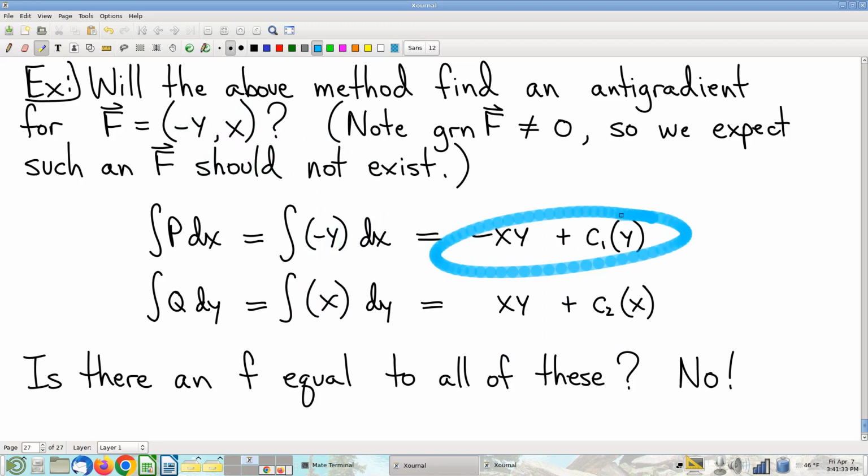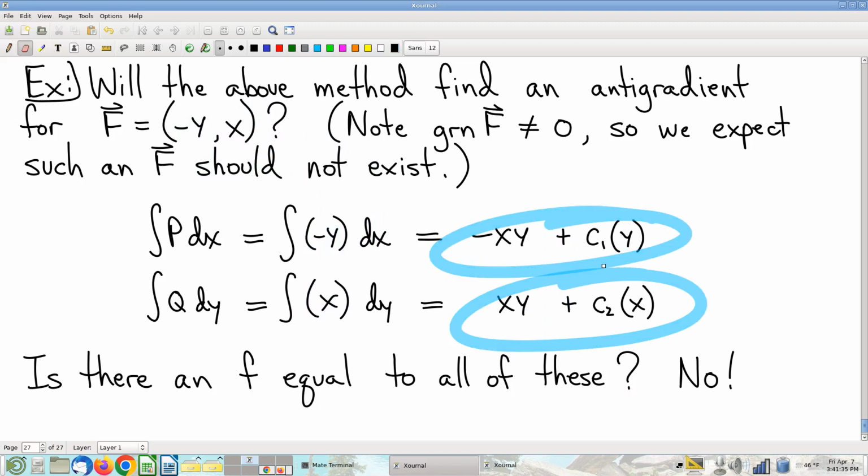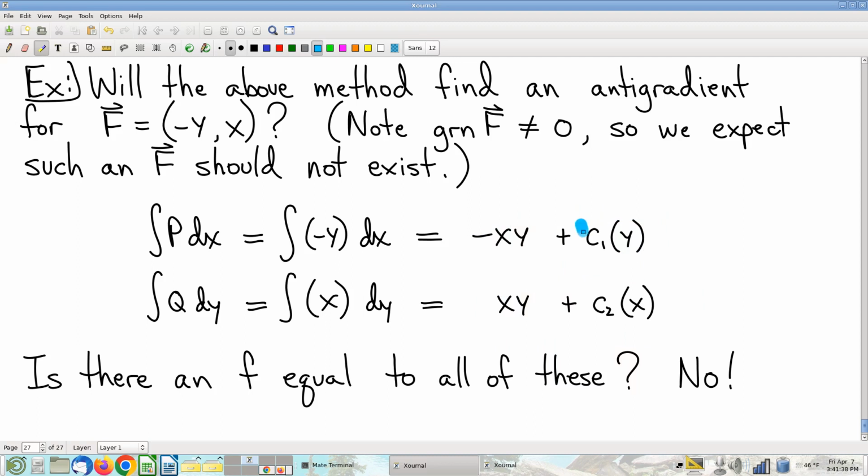How am I going to make this equal to this? Keeping in mind, this thing here can only be a function of y. It cannot have any x's in it. And this can only be a function of x. No y's allowed. How are we going to make this work? I claim we won't. We lose. This is a losing game. We've already lost before the game started.